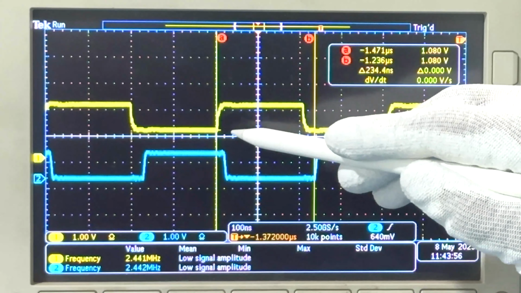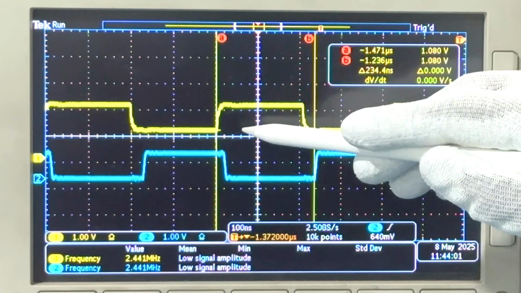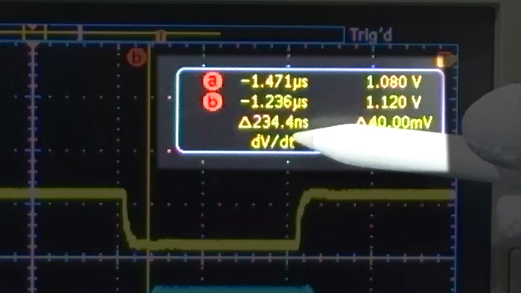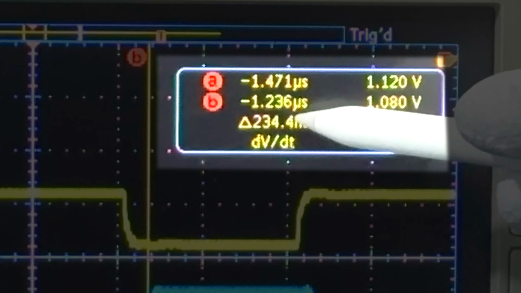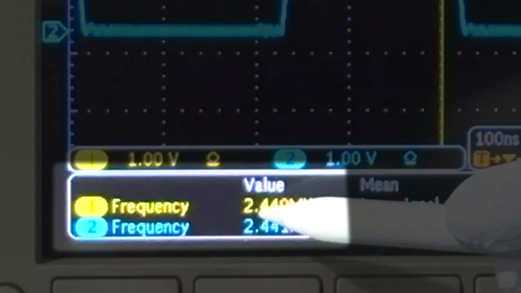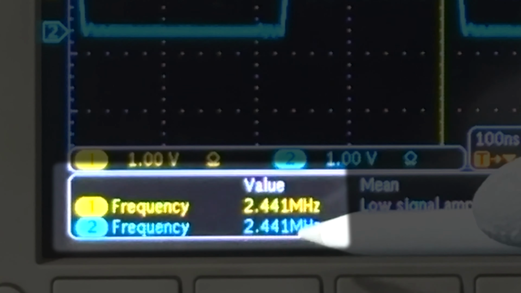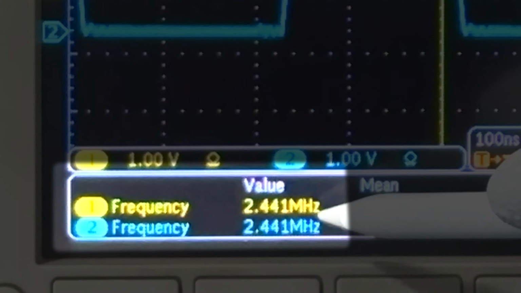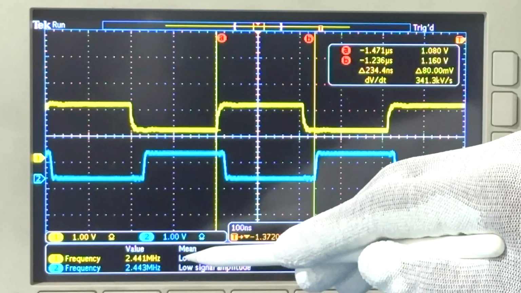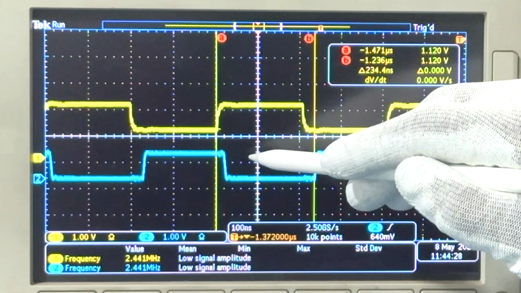If you check, the rising edge to rising edge delay is always constant. Even if we power cycle the board multiple times, this rising edge to rising edge delay will always be 234.4 nanoseconds. So that proves our deterministic latency. Also on the frequency side, the input frequency is 2.44 MHz and the captured frequency is also 2.44 MHz, so that means we are capturing our data efficiently. So yes, this is the demo that proves our deterministic latency.